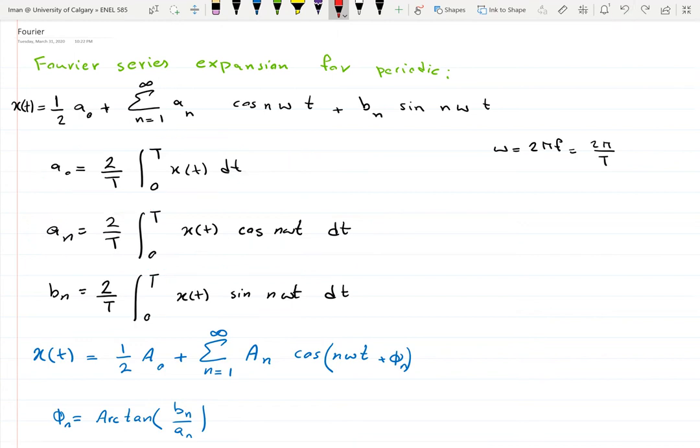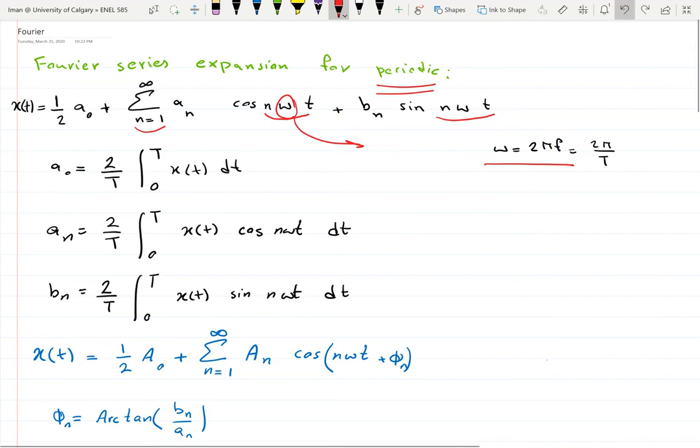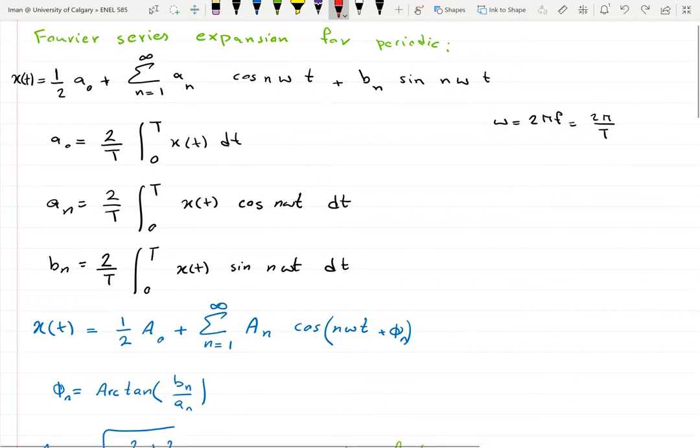Okay, and an important thing to notice is that we have n omega t under the cosine and sine here, and n goes up with the sigma, and omega is the frequency of the periodic function, which is basically 2 pi f, where f is the frequency, or we can write it as 2 pi over the time period. So this is one way of representing a Fourier series.